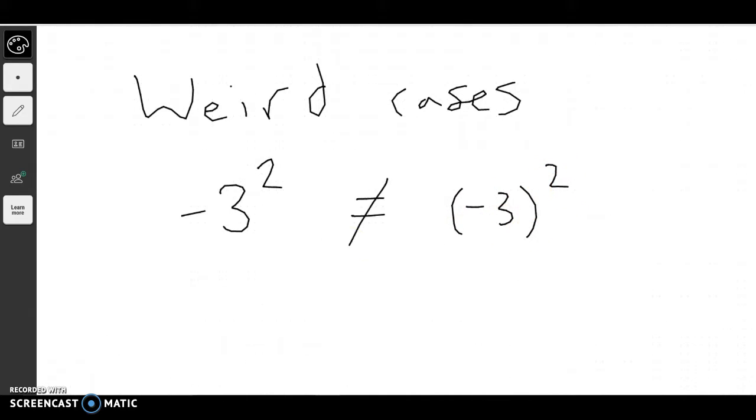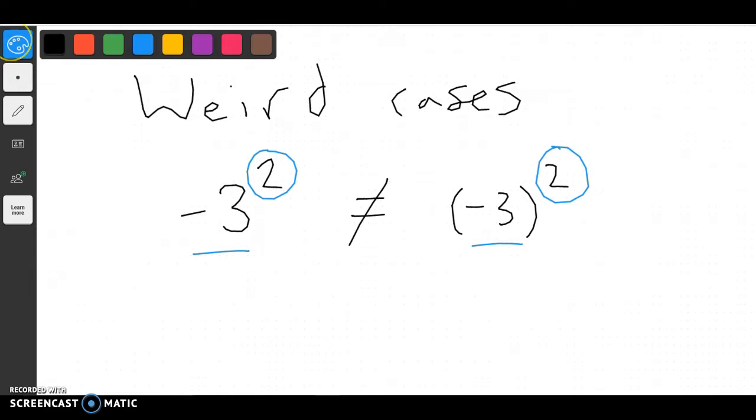That negative 3 to the second power is not the same as negative 3 in parentheses to the second power. And that looks very weird to say, like, well, it looks like I have this base and it's to this power, and I have this base and I have this power. So, I mean, shouldn't that be the same thing? Like negative 3 to the second power should be the same thing as negative 3 to the second power. Here's the issue with this.